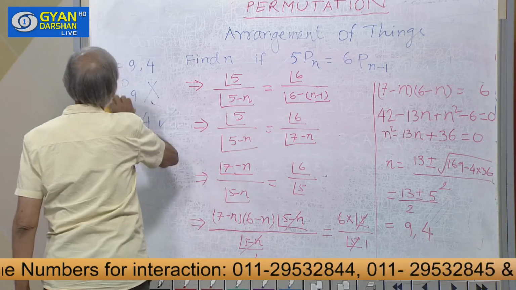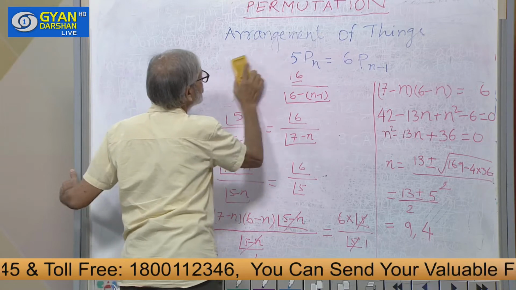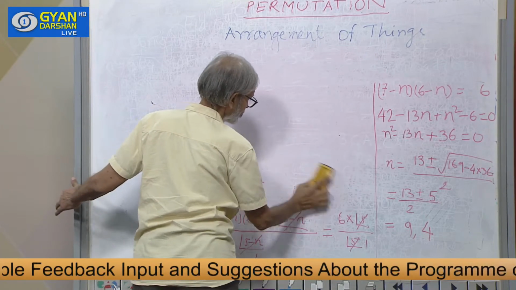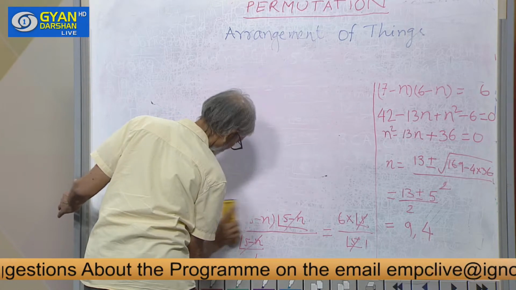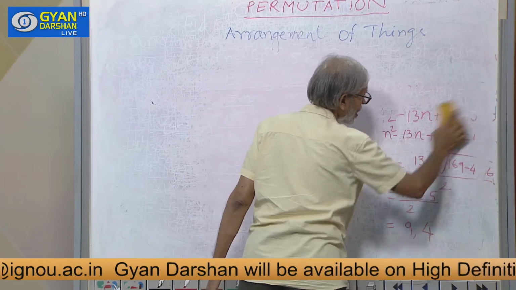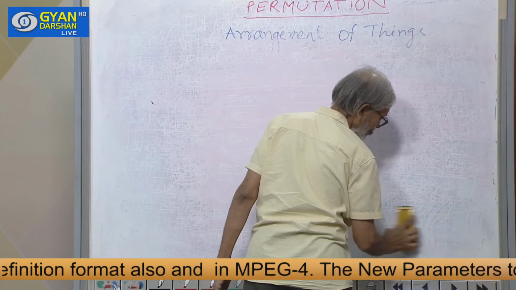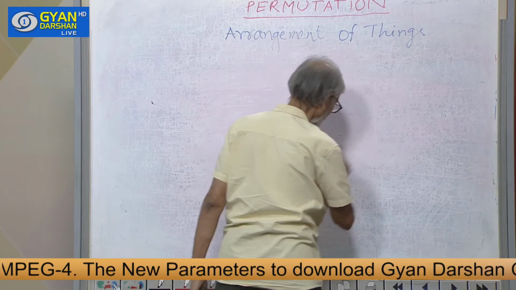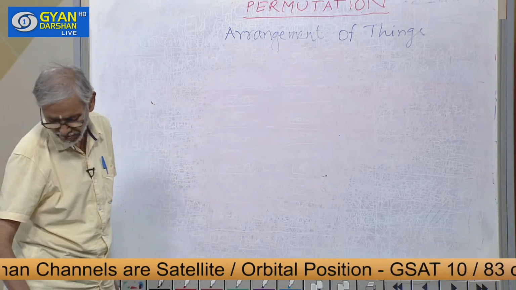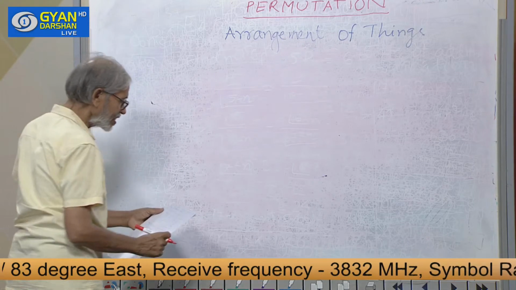Let us quickly take one more example. The problem is that there are flags of 4 colors. So, how many signals can be made out of these 4 color flags, taking any number of flags at a time? So, how many signals are possible?